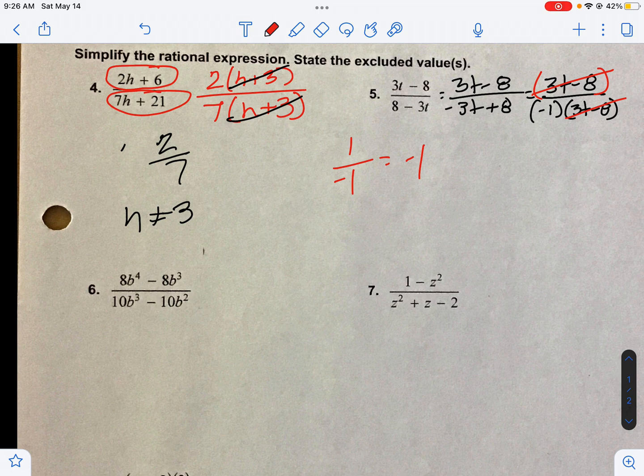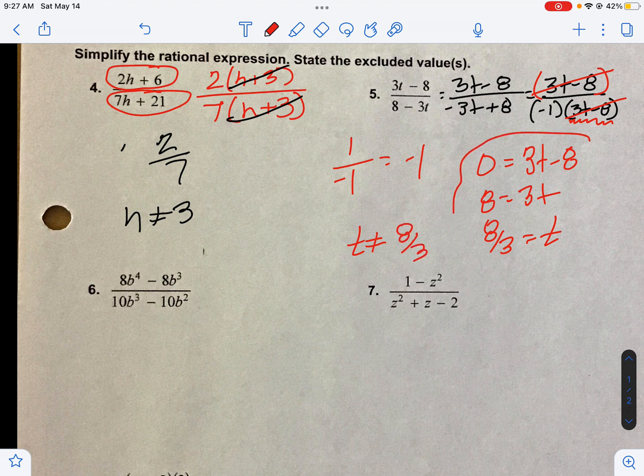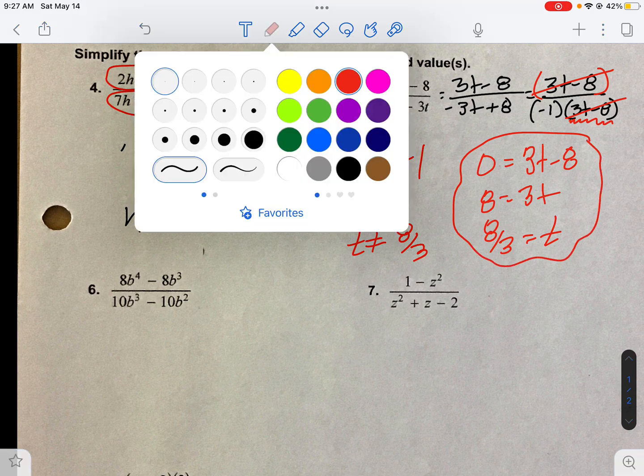Now, the tricky part of this one, too, is finding our excluded value, what t cannot equal. We'd look right here to see what would make this 0. Now, I've talked about in the past writing a little equation that is equal to 0 to help you solve this, and I think that this is where that will be very useful, because it's kind of difficult to see that our excluded value is going to be 8/3. So that is where setting up this equation can be helpful.